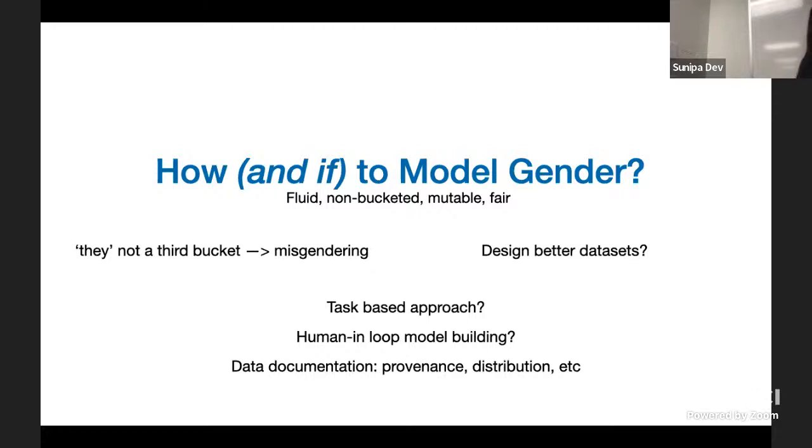Speaking just about gender, I think there needs to be better communication with gender studies. But overall, even though the slide is called How and If to Model Gender, I think this follows through for most demographic information, because most of them are actually fluid and much more than these individual buckets we have. To some extent, I feel it should be a task-based approach more than anything else, where we need to have an actual benefit for using the information rather than using it generally and then removing it.